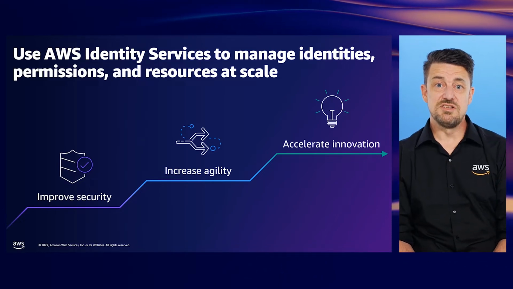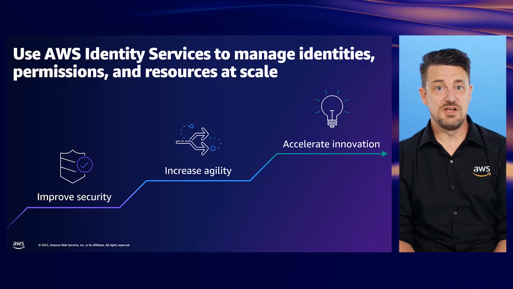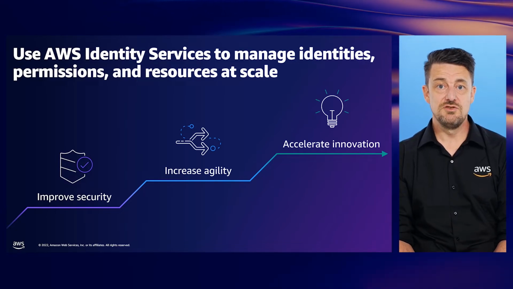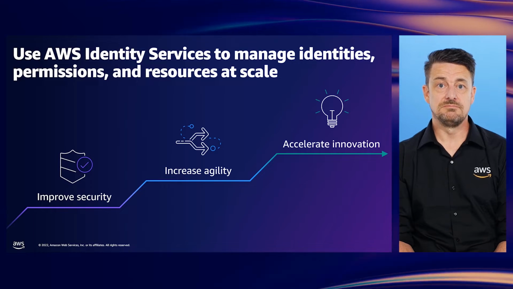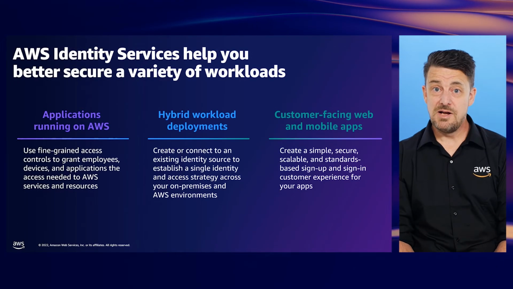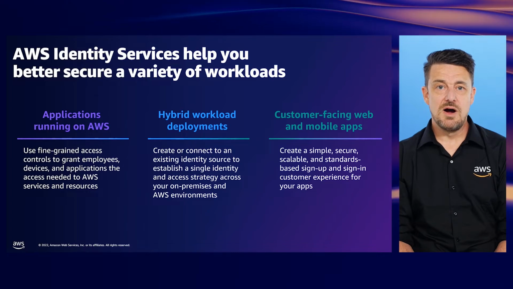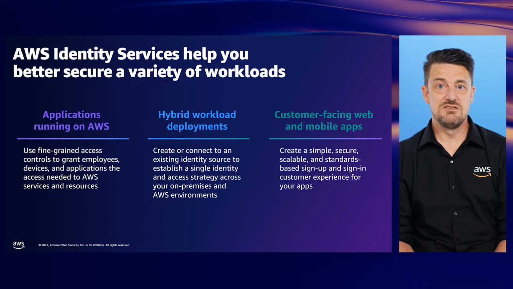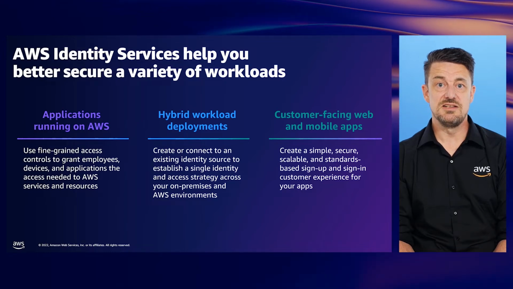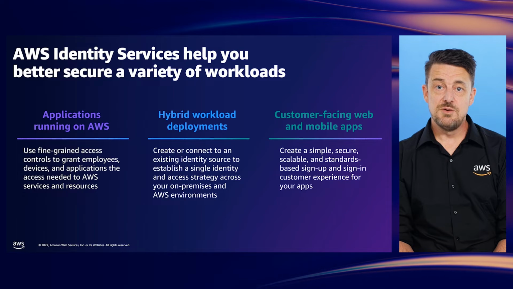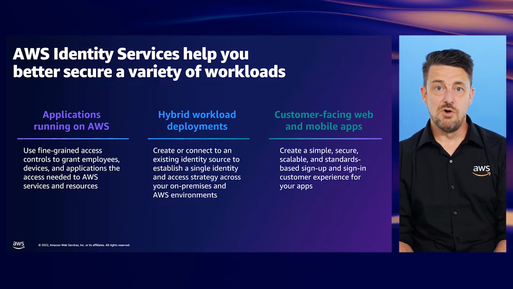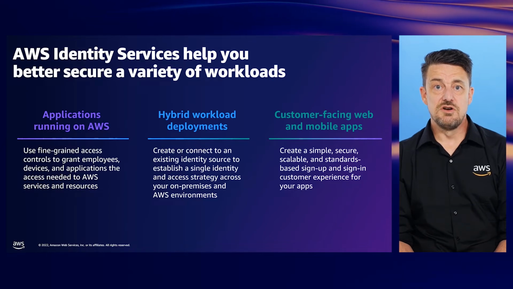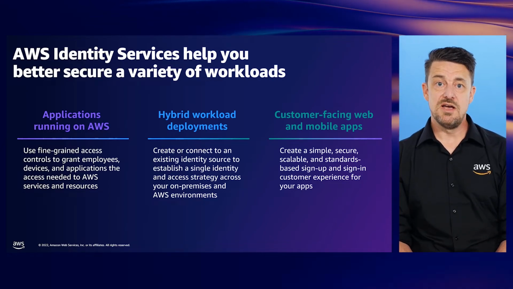In summary, AWS Identity Services provides tools to help manage the identities and credentials of your employees and the fine-grained permissions to grant the right access to the right people at the right time. For applications running on AWS, you can use fine-grained access controls to grant your employees, applications, and devices the access they need to AWS services and resources within easily deployed governance guardrails. AWS Identity Services provide flexible options for where and how you manage your employee, partner, and customer identities so that you can confidently migrate existing workloads to AWS.